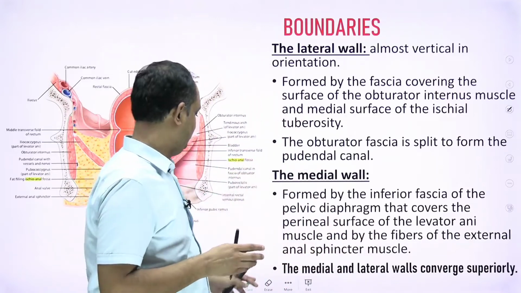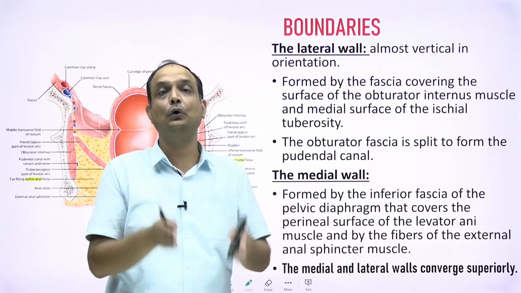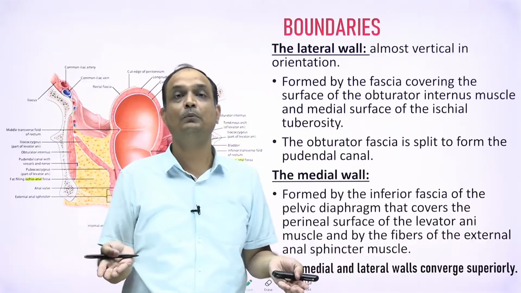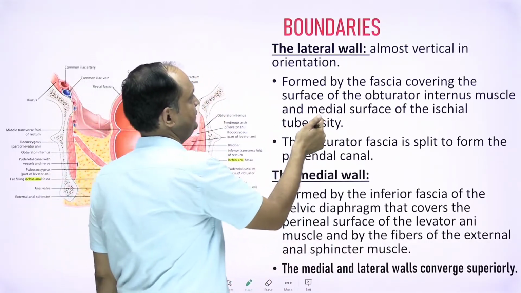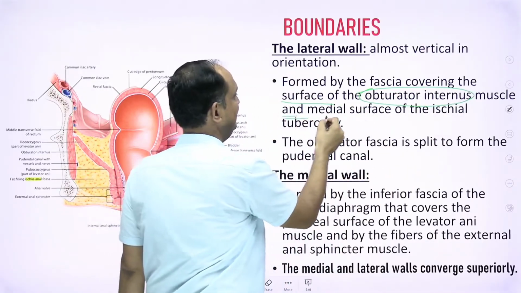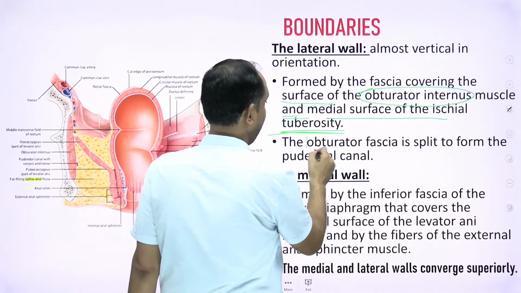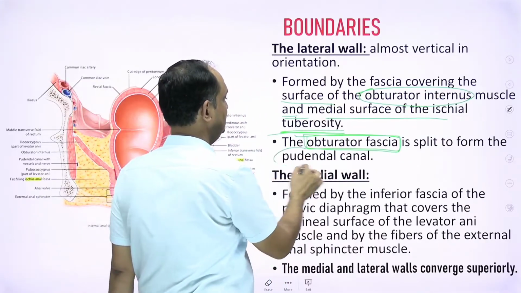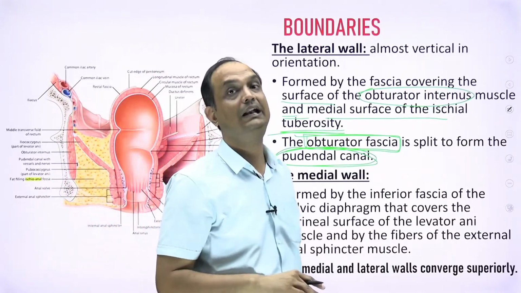When you talk about the placement of the lateral wall, it is the vertically oriented inner aspect of both sides of the hip bones, or more particularly both sides of the ischial tuberosity. It is formed by the fascia covering the surface of the obturator internus muscle and the medial surface of the ischial tuberosity. This obturator fascia splits in this part of the ischioanal fossa to form the pudendal canal. So the pudendal canal becomes the content of the lateral wall.